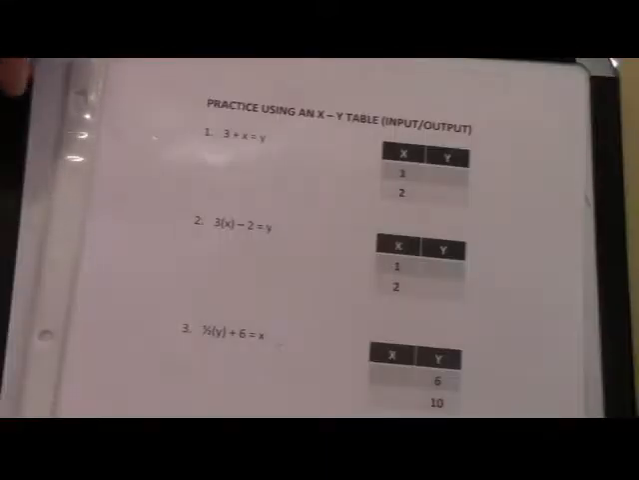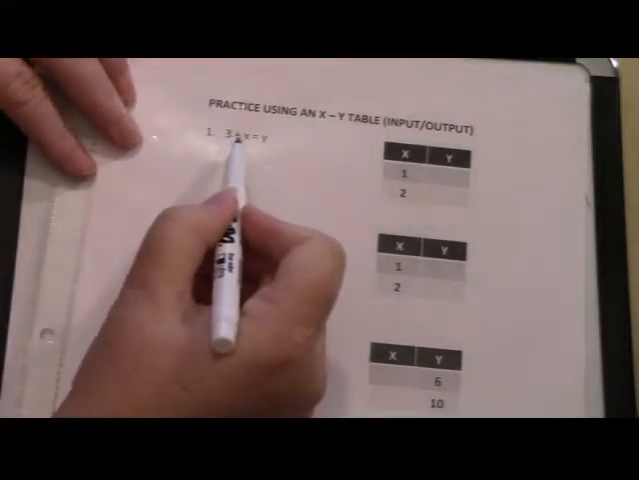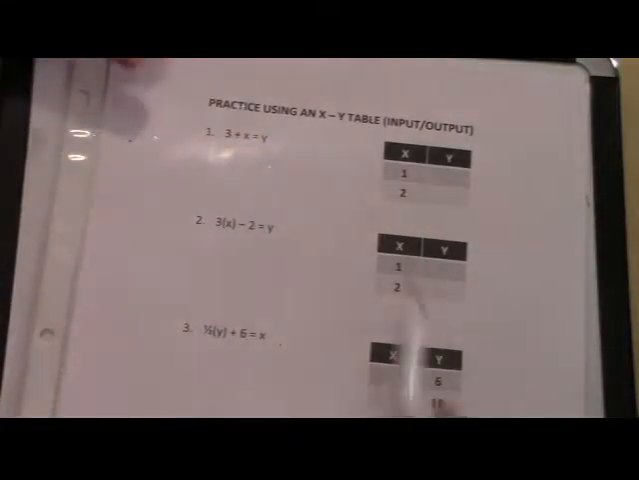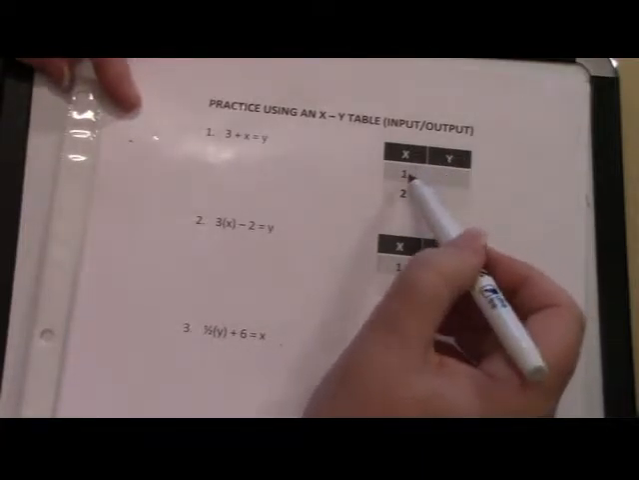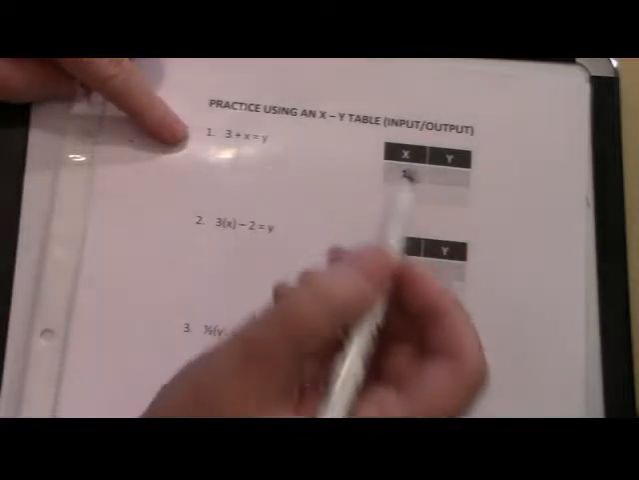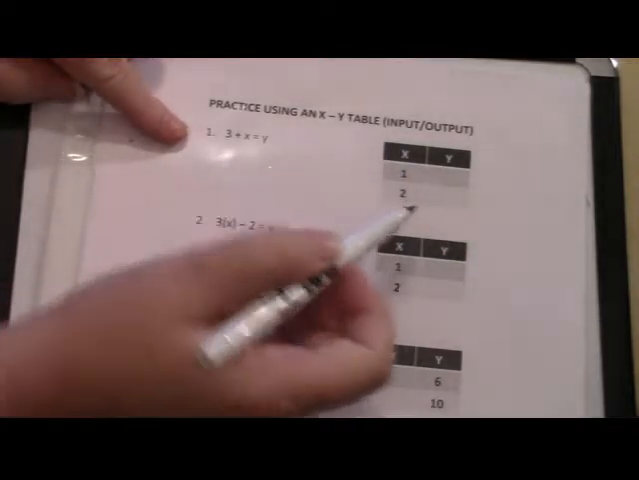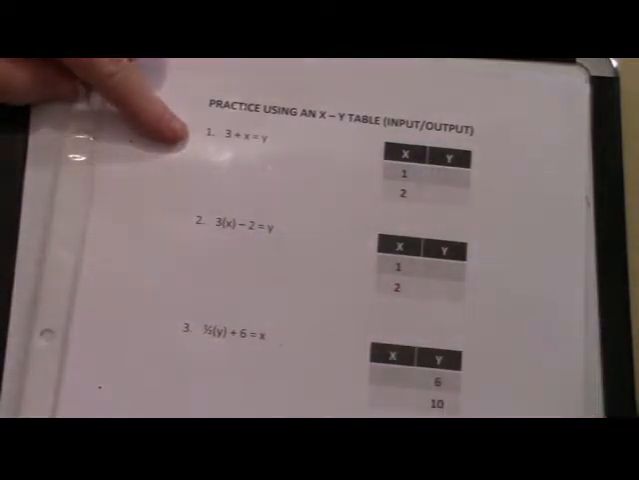Let's do some practicing. On your next page, we have some equations that we can practice using the XY table, input, output. Number 1, 3 plus x equals y. Let's just look at the values I randomly picked for x. Let's start with 1. So we're going to do this equation 2 times using these 2 different values for x.